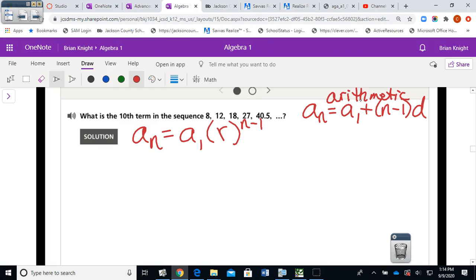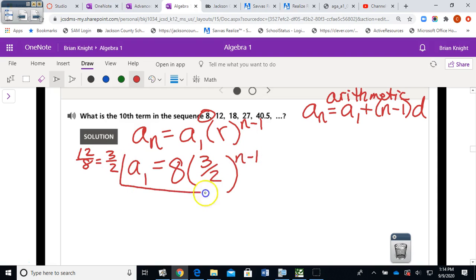So what is the first term? 8. What is my rate? I don't know it for sure, so I say 12 over 8 is? It is 1.5, but I'm just going to say 3/2 to the n minus 1 power. So that's all you have. That is your explicit formula. Just to show you it works.